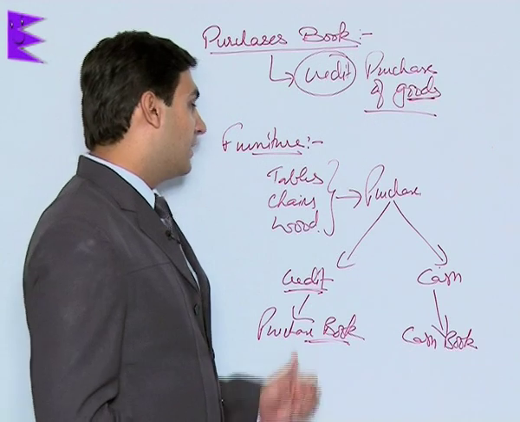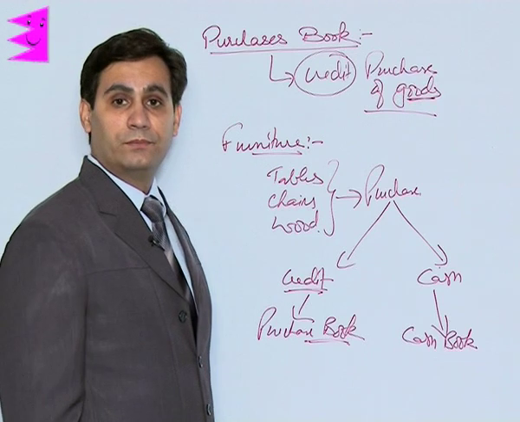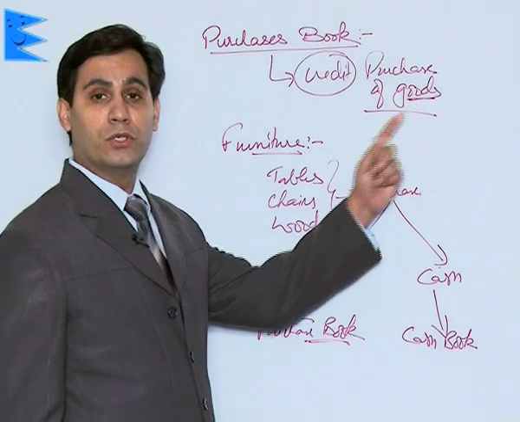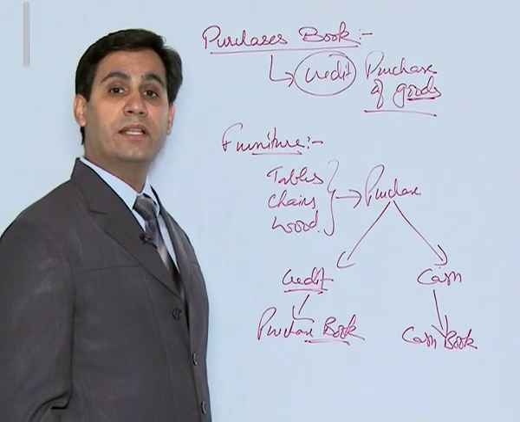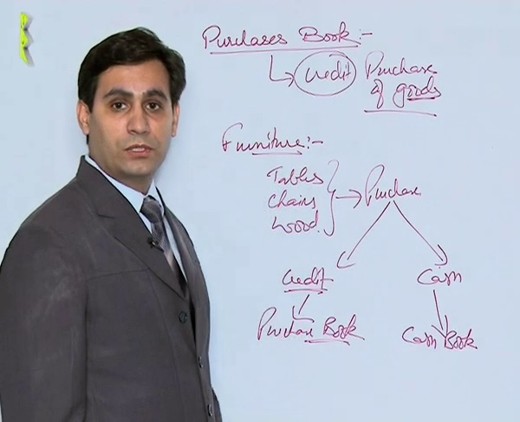Now consider an example. In this case, you are a dealer in furniture and you purchase a building. Now building is an asset. It cannot be classified as goods. So that would be recorded in journal proper. It would not be recorded in purchases book.